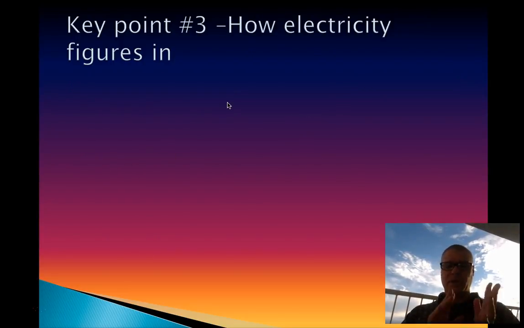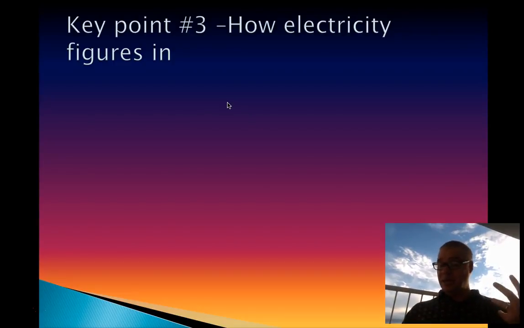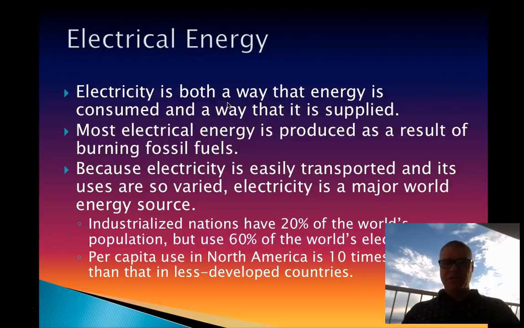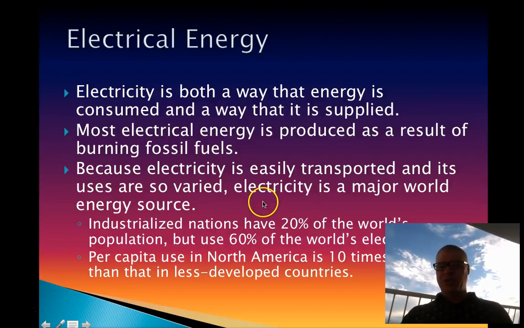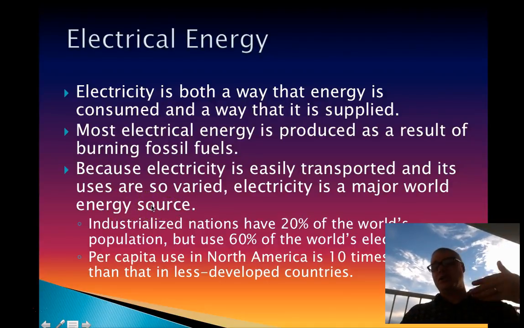Okay. Next, I want to talk about key point number 3 about electricity production, because electricity is not a source of energy. Electricity is a way that energy is consumed. It's also a way that we supply energy. Most electrical energy today is produced as a result of burning fossil fuels. Because electricity is easily transported and its uses are so varied, it's one of the world's major, it says source here. I borrowed this slide from somewhere else, but it's really not an energy source. It's more of a way energy is transmitted and used, and I'll get to that.